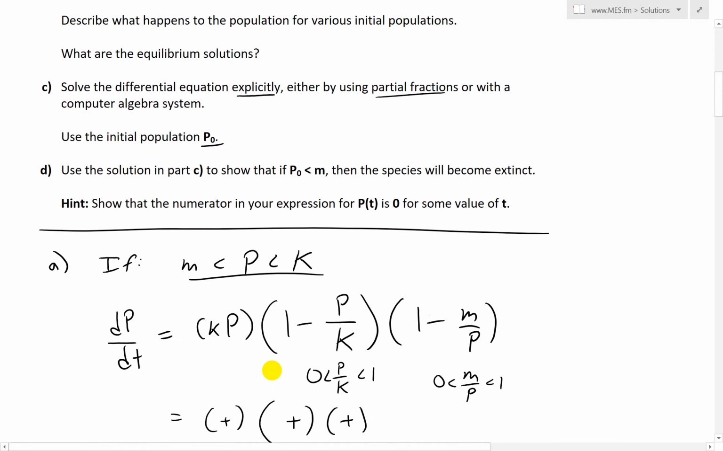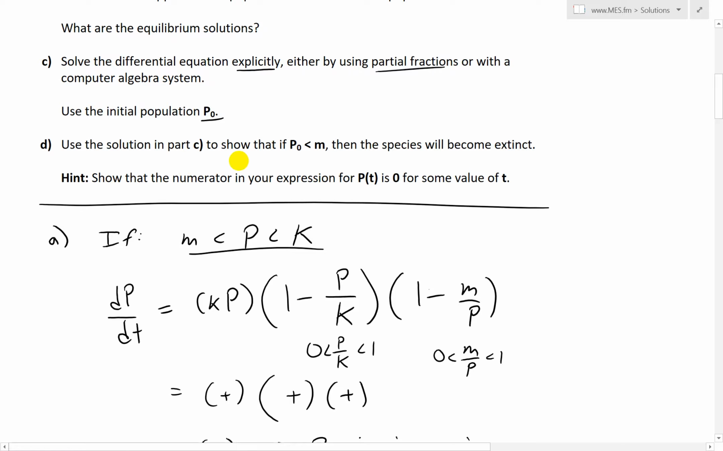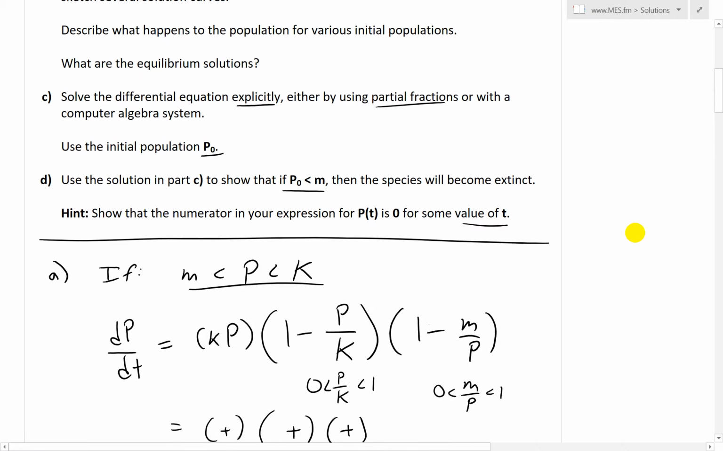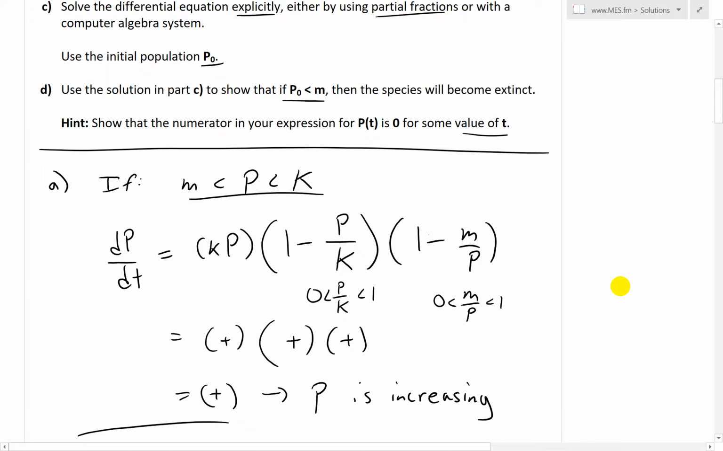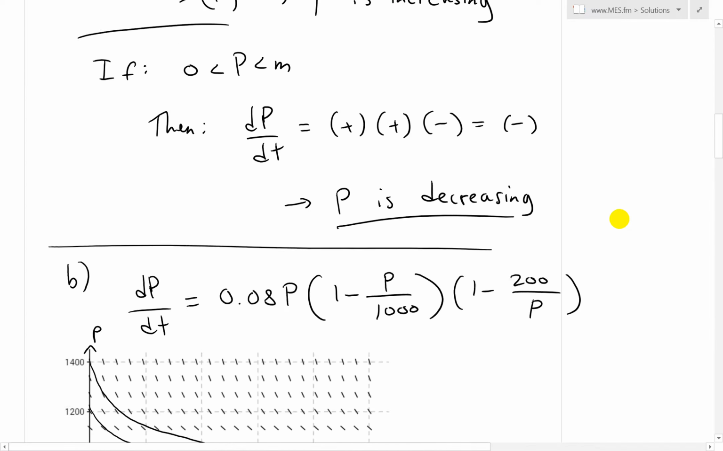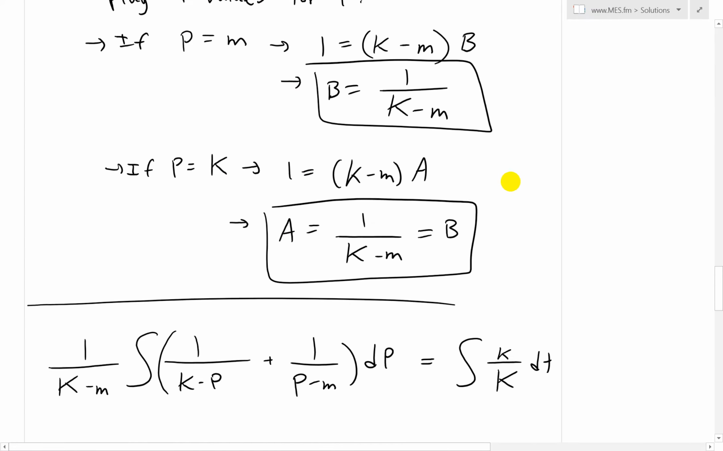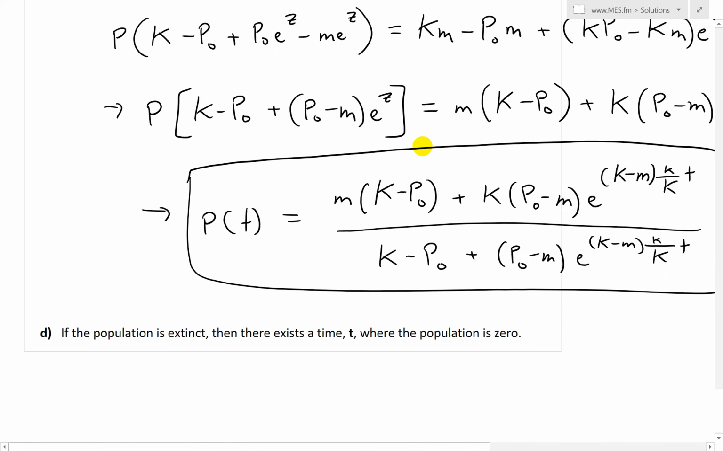I think there's a part D. Part D says, use the solution from part C to show that P of 0 is less than m. Now, if P of 0 is less than m, then the species will become extinct. And then the hint is, show that the numerator in your expression for P of t is 0 for some value of t. I'll explain that in a bit. So basically, let's scroll back down.